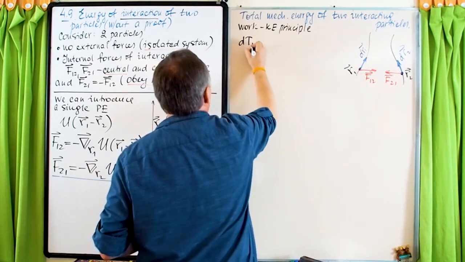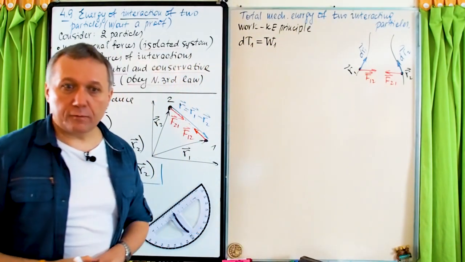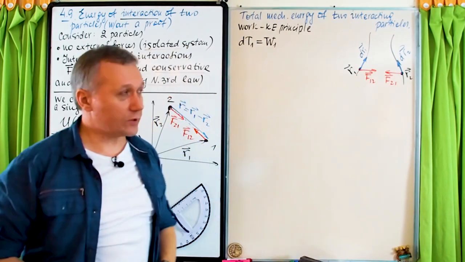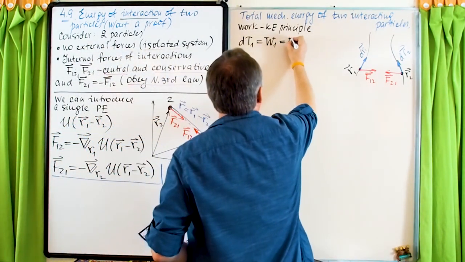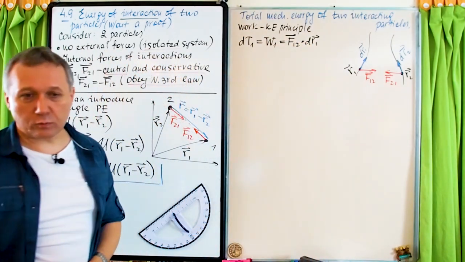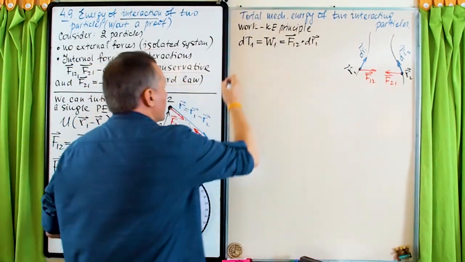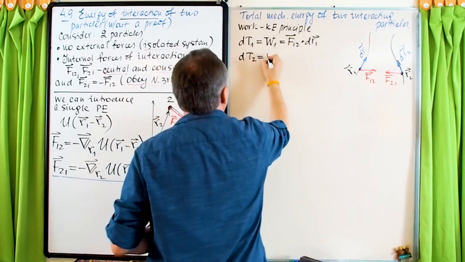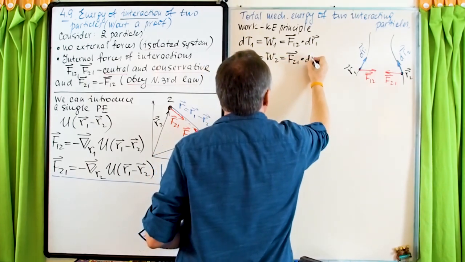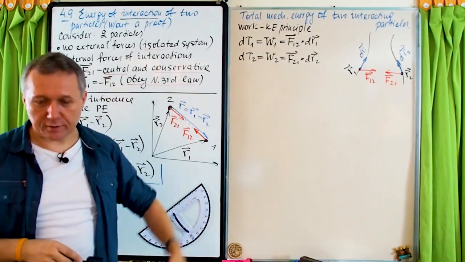The change in the kinetic energy of the first particle equals the work done by the force acting on the first particle, so this force over this infinitesimally small displacement. Of course, it's a dot product of F12 dotted with dr1. That work leads to a change in the kinetic energy of the first particle. No restrictions on this. Now we can do the same for the second: F21 dotted with dr2. We know it works, no restrictions, as I keep reminding.